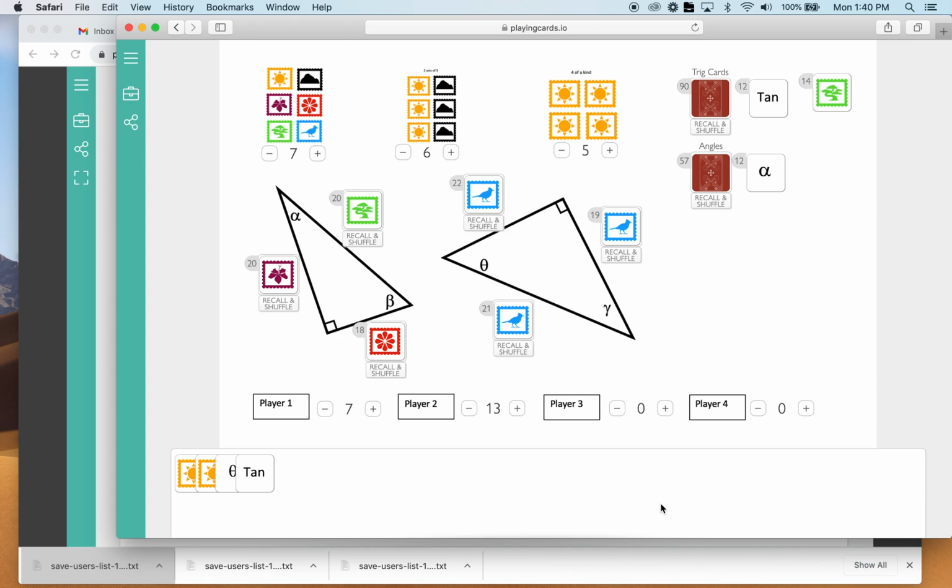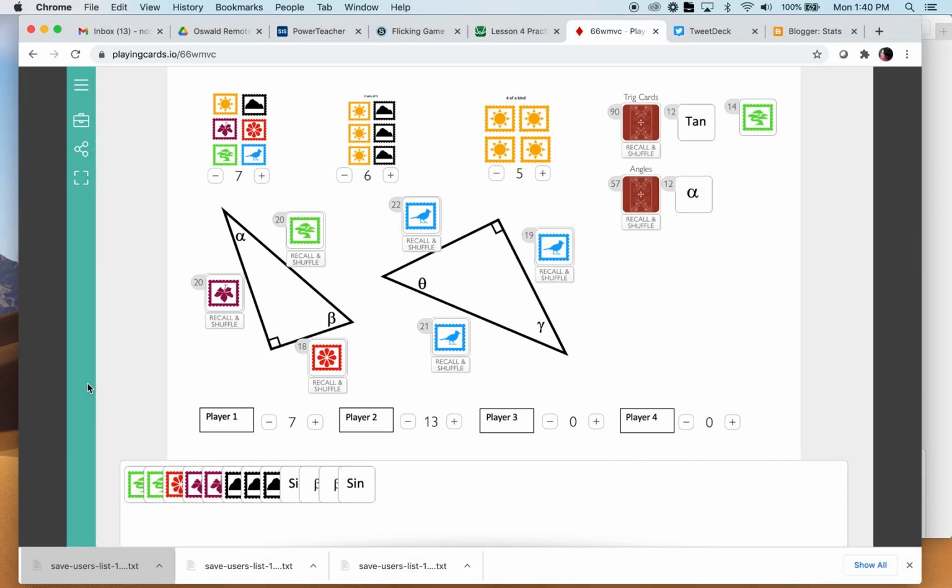Okay, so that's kind of how it goes. When does it end? I don't know. There's a bunch of things you could do whenever a certain player reaches a certain amount of points. Or when we're in class, I like to say we're going to play for 20 minutes or whatever. Whoever has the most points at that time is the winner.